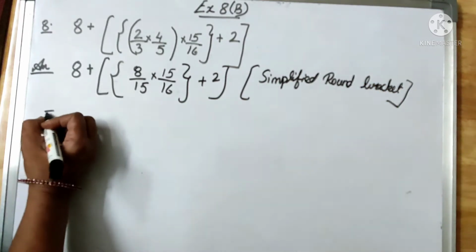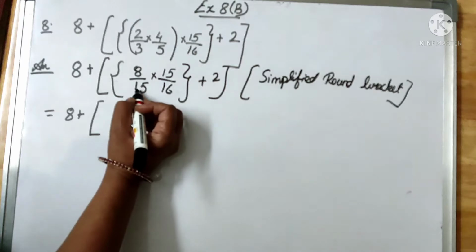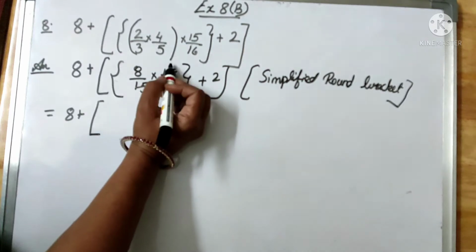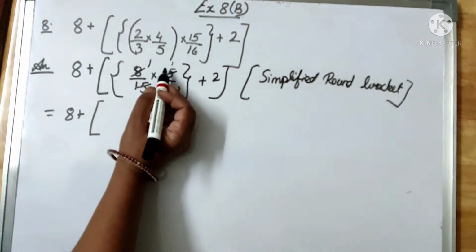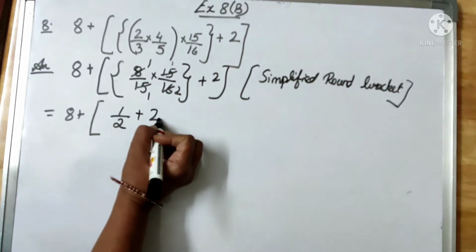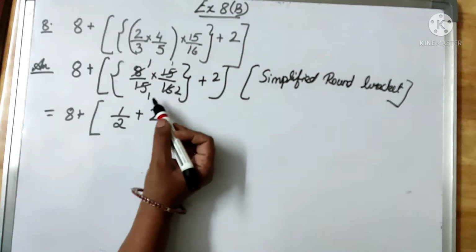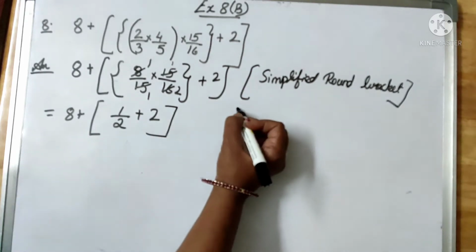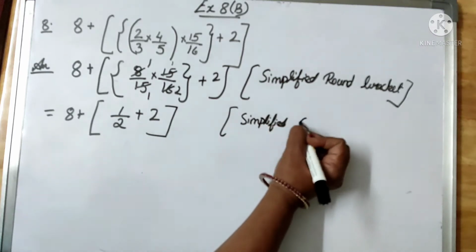then equals to 8 plus square bracket starts, then 8 by 15 into 15 by 16. So, here if we evaluate it, 15 ones are 15, 8 ones are 8, twos are 16. So, what I am getting here is 1 into 1 and here 1 into 2. So, it comes out to be 1 by 2 plus 2. Now, whatever expression is inside the curly bracket, I have calculated. So, it comes out to be 1 by 2 plus 2 and then the square bracket closed. So, here what I have done, I have simplified curly bracket.